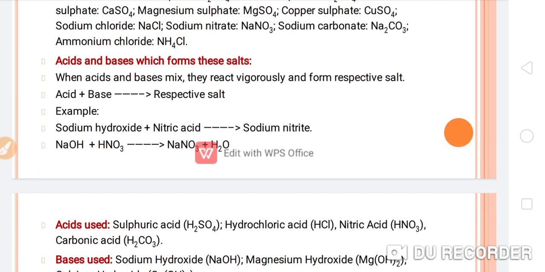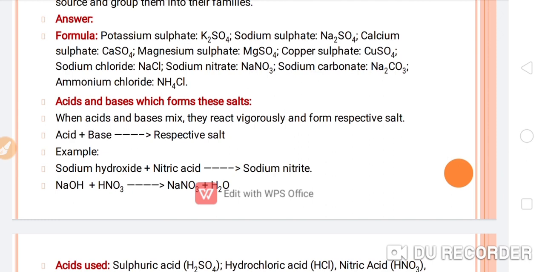Next, acids and bases which form these salts. So which acid we need to form the given salt depends on the formula of the salt. How will it determine which will be acid and which will be base to form this salt? Let's see. When acid and base mix, they react vigorously and form the respective salt. Like calcium sulfate, if you want to form calcium sulfate, you need calcium hydroxide or either calcium oxide.